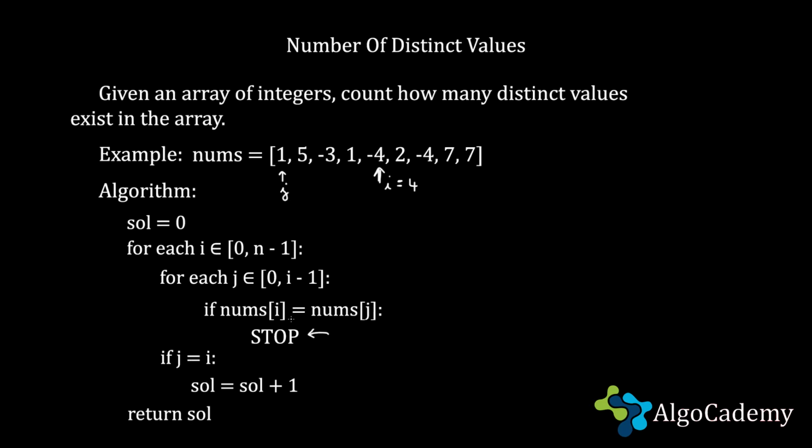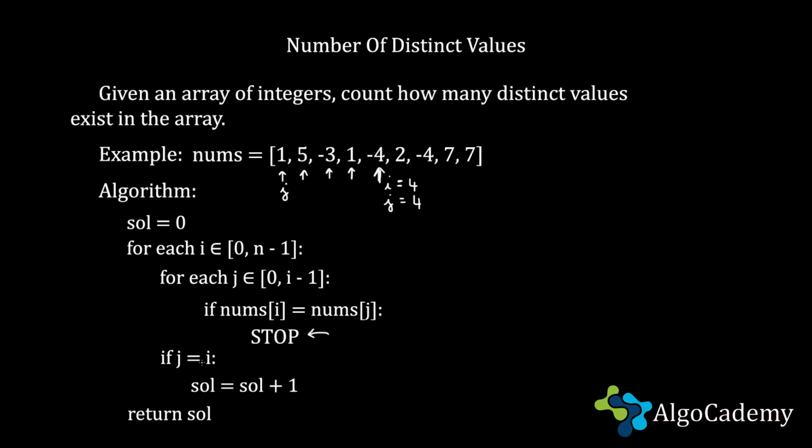They are not equal, so we do nothing and we move to the next j. j equals 1. They are not equal. We do nothing. Go to the next j. They are not equal. Go to the next j. They are not equal. Go to the next j. And here eventually j also becomes equal to 4. And when we try to get inside one more time in this for loop, we see that, oh, j is not between 0 and i-1 anymore. So we get out of the loop.